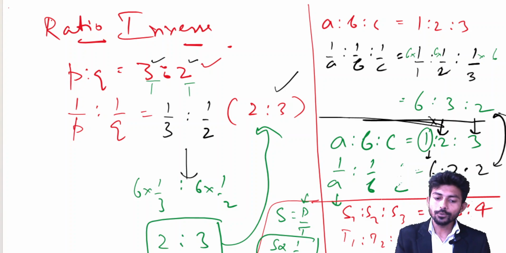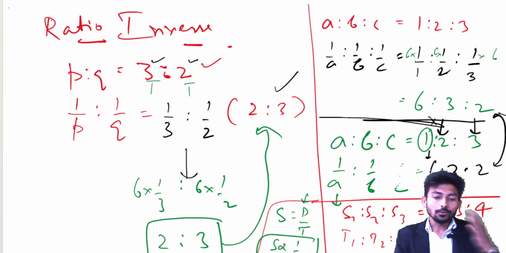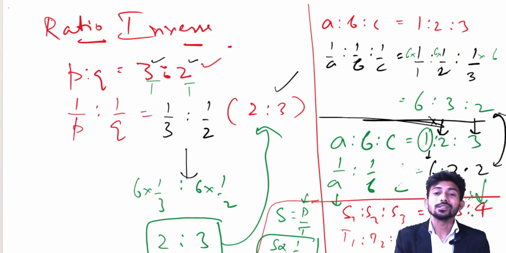For the inverse of the first part, I will multiply the rest of the two numbers, so 3 into 4 gives me 12. For the second part, I will multiply 2 and 4, which is 8. For the inverse of the third part, I will multiply the first two numbers, which is 6. This can be further simplified to 6, 4 and 3. So this is the ratio of the time, 6, 4 and 3.